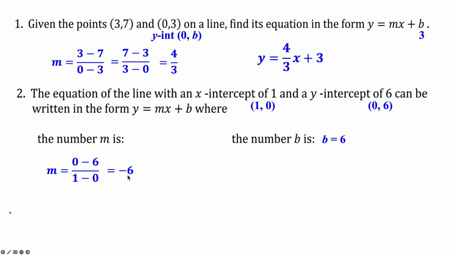So I have my slope, I have my y-intercept, I can write my equation: y equals negative 6, that's my slope, m, times x plus my y-intercept of 6.